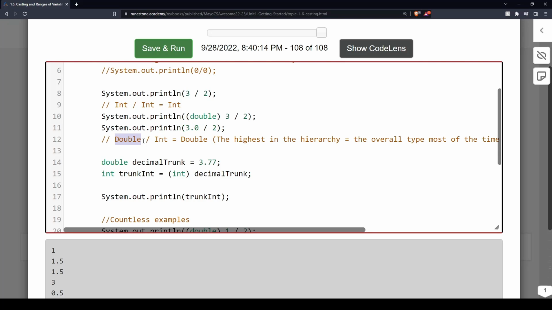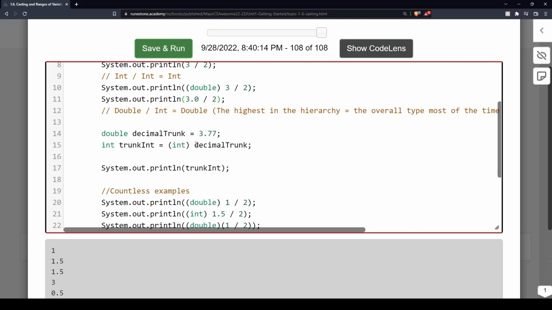Now we have a double divided by an integer, and the return type of an expression where the types are not the same is always going to be equal to the one that has the higher memory or is higher in the hierarchy, right? So in this case, a double is higher in the hierarchy than an integer. So the value of this expression is going to be a double. And this outputs the value of 1.5 because now we have a double, meaning that we can store the decimal points in 3 divided by 2.